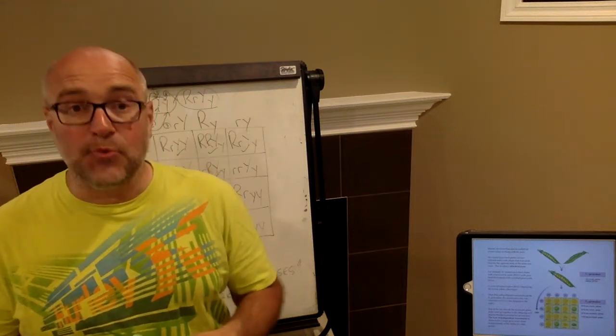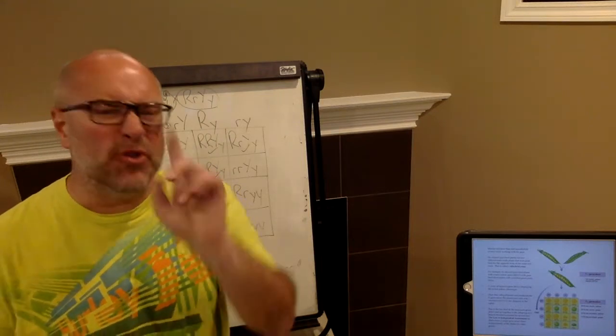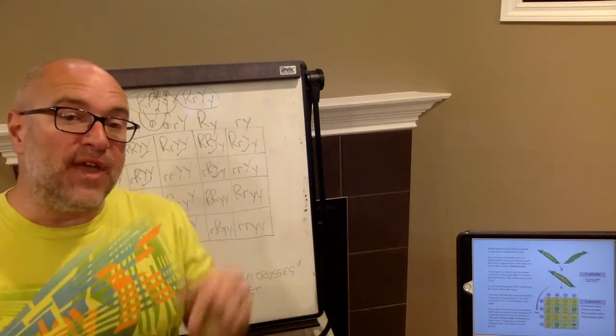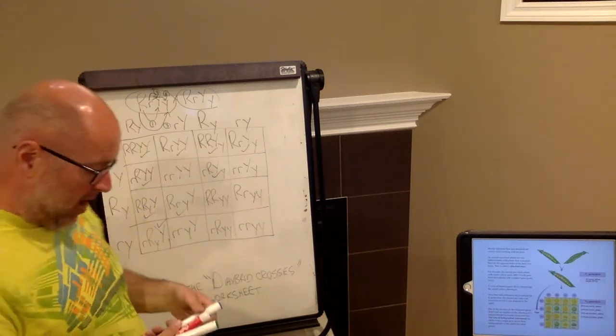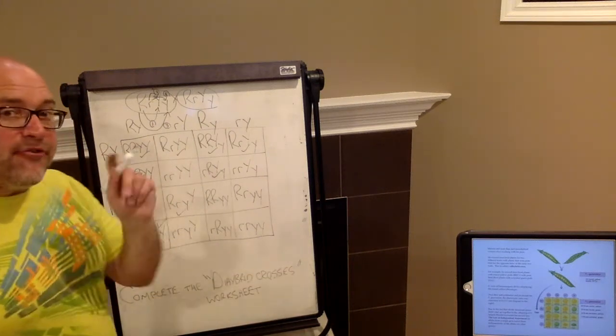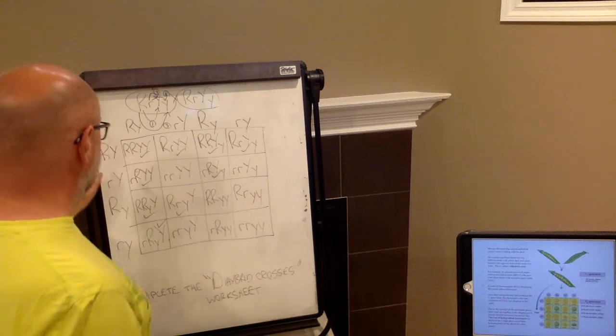Let's do recessive for both traits next. We'll do that one last. Let's do dominant for R, but recessive for Y. Let's see how many of those we've got. I'm going to use red for that one. I'm going to use green for that one. Green. Dominant for R and recessive for Y.